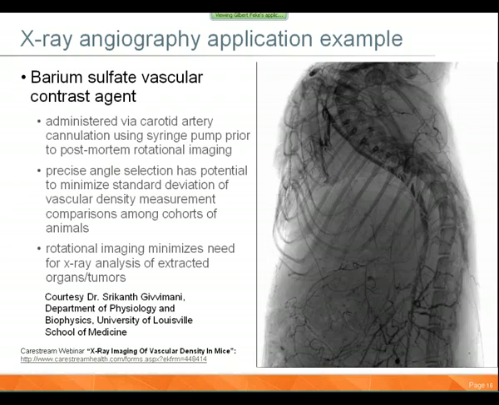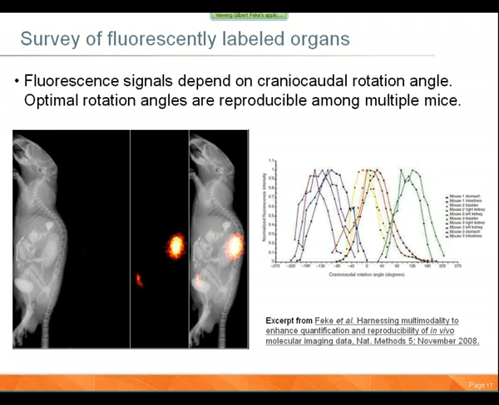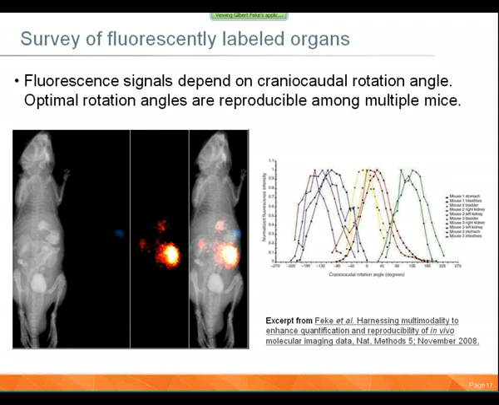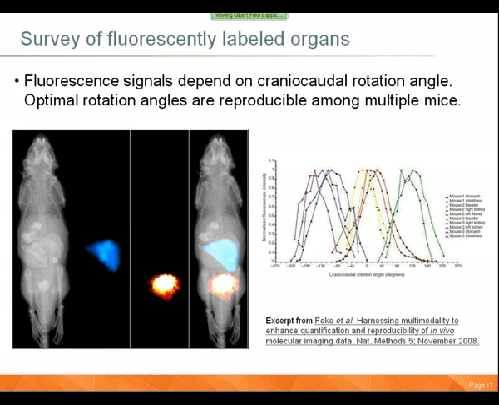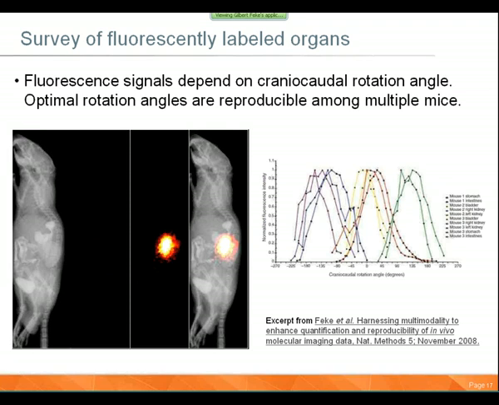This slide shows a survey of fluorescently labeled organs. The fluorescent signals depend on the craniocaudal rotation angle. The optimal rotation angles for the stomach, intestine, kidneys, and bladder are reproducible among multiple mice.